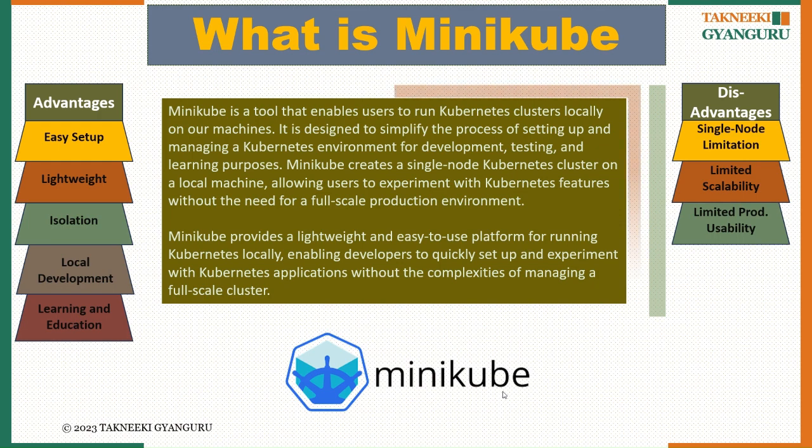Limited prod usability means you can't use Minikube in your prod environment because it is a single node Kubernetes. If the node is down, your whole application will be down, right? So in production, you should have full-fledged Kubernetes with a multi-master, multi-node architecture, where if a master node or worker node is down, your application will still work fine, right?